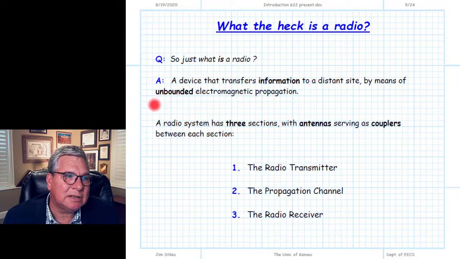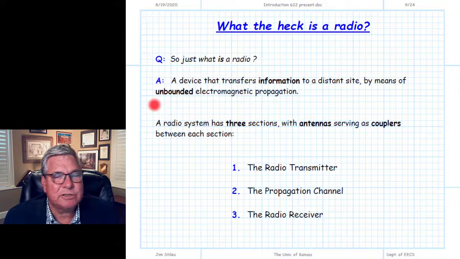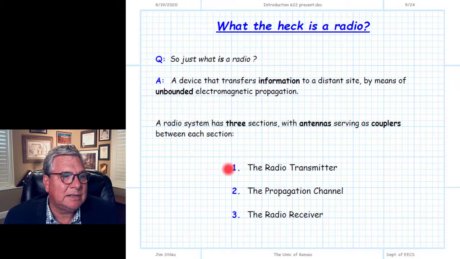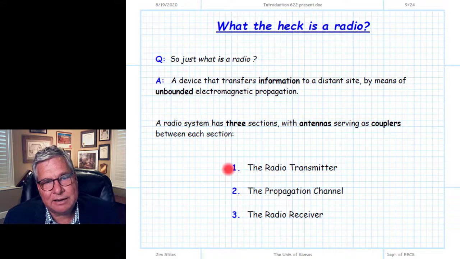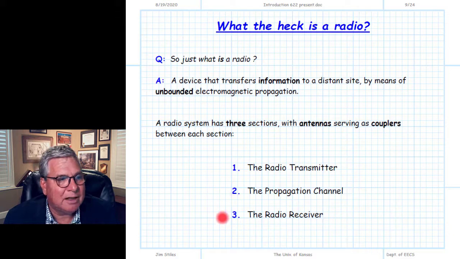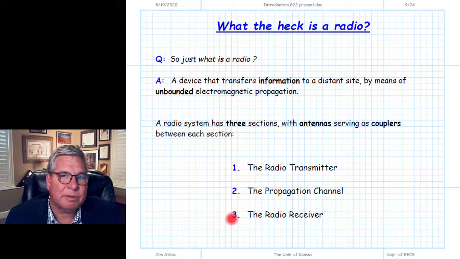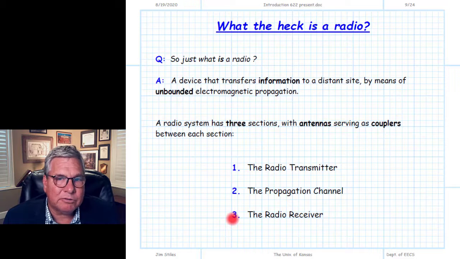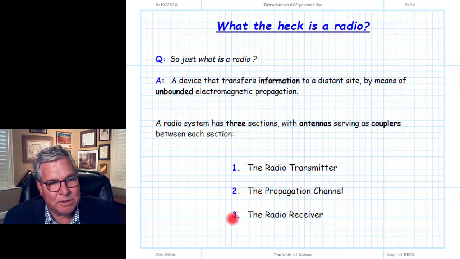So the radio system, I should say, has three sections associated with it. One is the transmitter, which we shall see takes information and places it on an electromagnetic signal before it's propagated out of a transmitting antenna. The propagation channel is the space between the transmitter and receive antennas where the electromagnetic wave is propagating. And then finally the radio receiver, which collects some of the propagating waves, sorts through the received signals, and strips off the information that is ultimately trying to be sent. So let's look at each one of these sections individually.